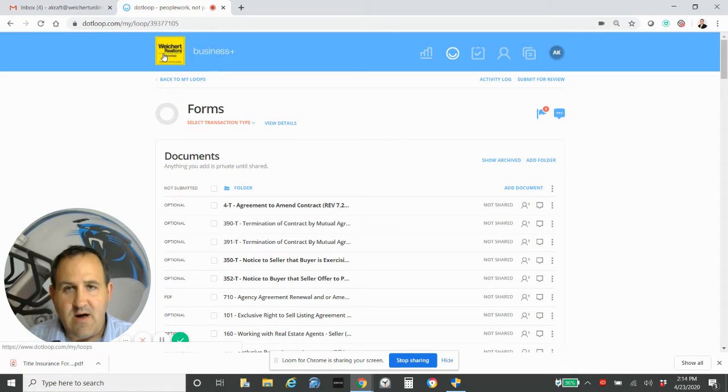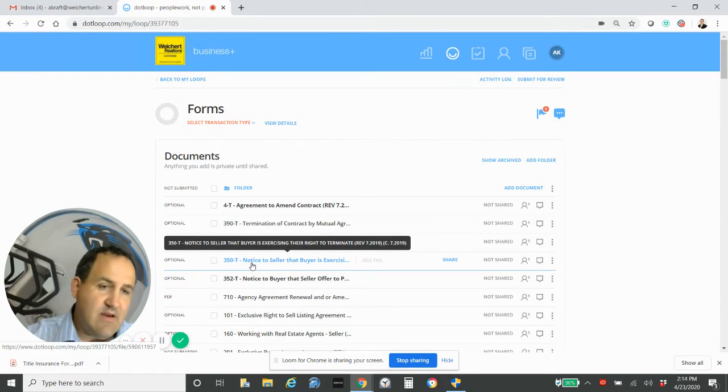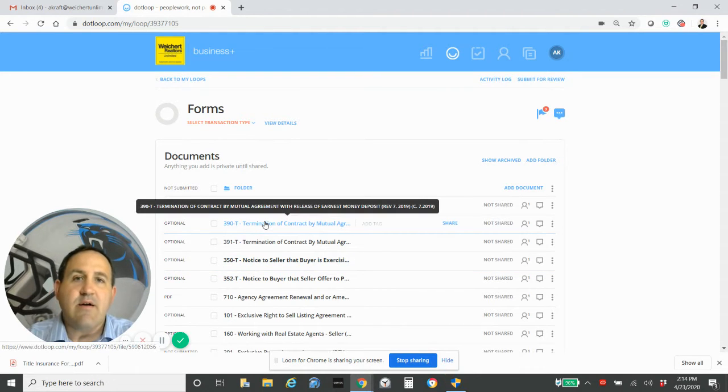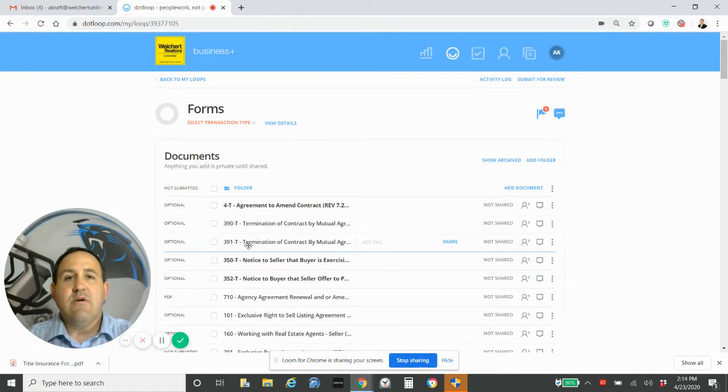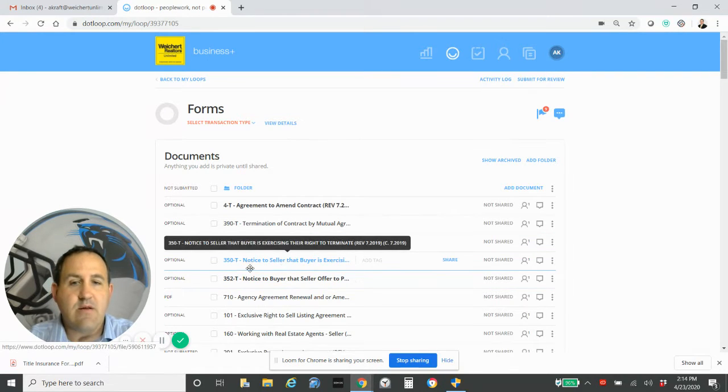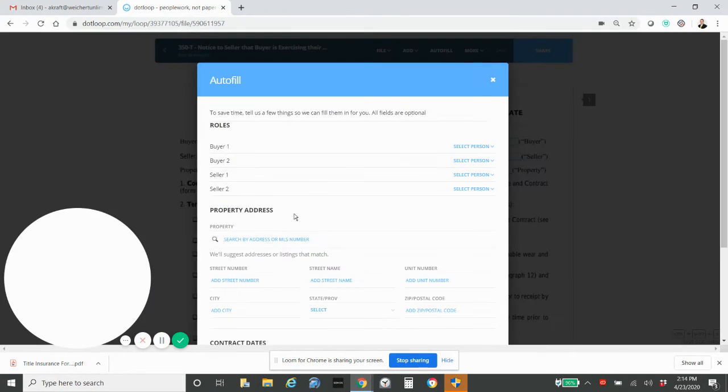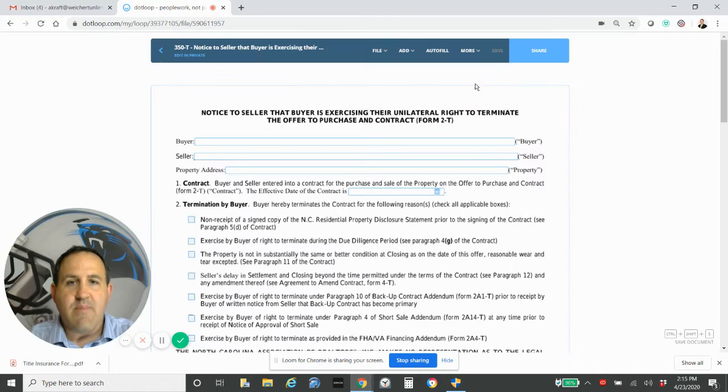So that's perfectly fine, except sometimes you're in a hurry. Like let's say you've got a property that has a due diligence period that ends at 5 o'clock today. Well, it's too late to send them the mutual agreement. We need to just send them the notice, right? So we use this form 350-T. Notice to the seller that the buyer is exercising their right to terminate. So buyer name up there, seller name, property address, effective date of the contract, right?